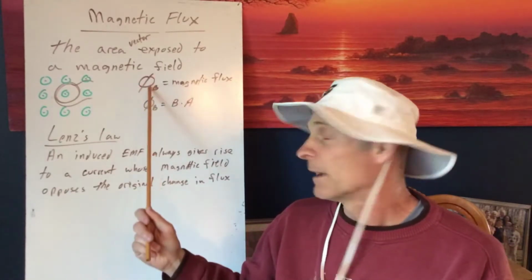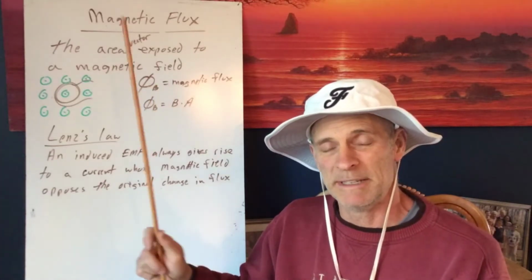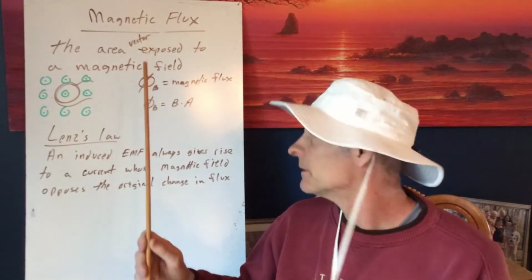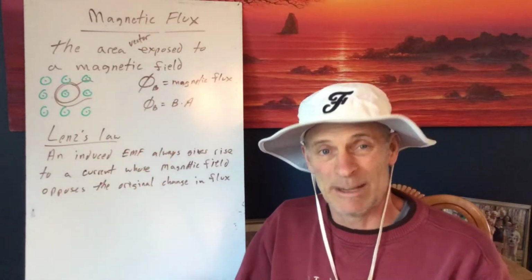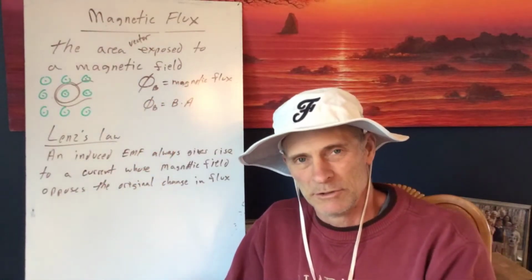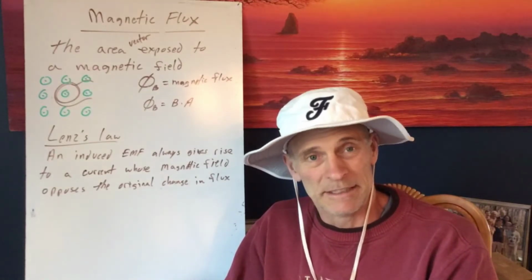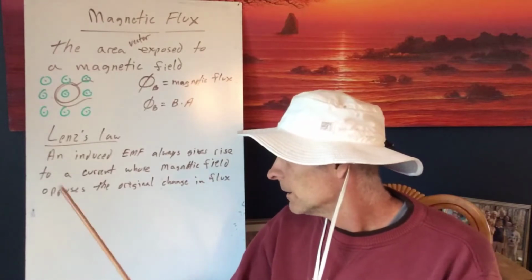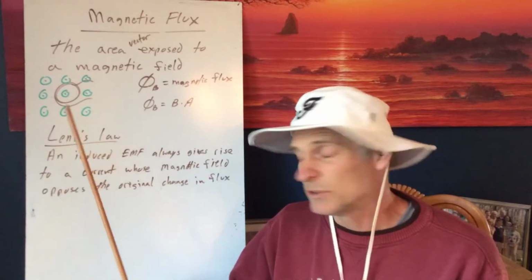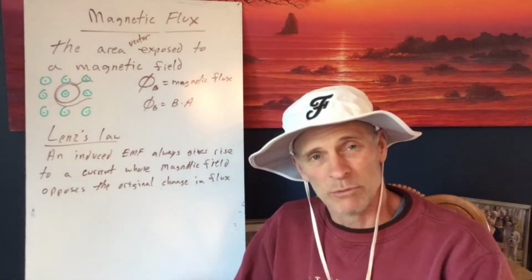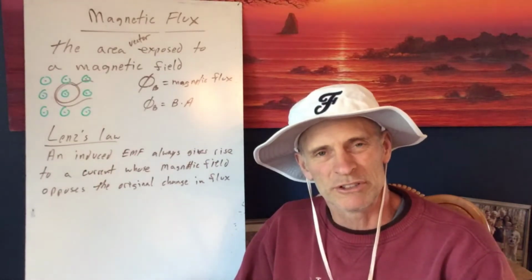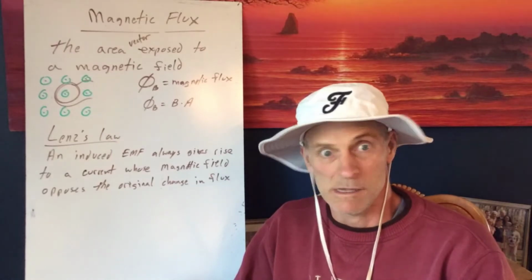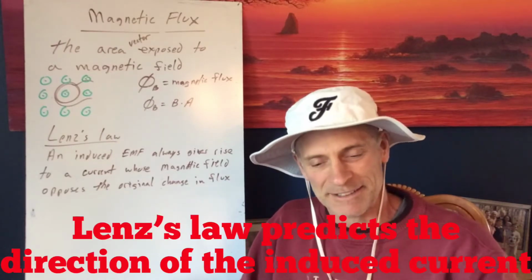So here's my phi symbol. Phi sub B means flux of magnetic field, magnetic flux. And it is B dot A, or B times A in terms of your multiplication. But dot product means it's got to be in the same direction, parallel. Lenz's law says an induced EMF always gives rise to a current whose magnetic field opposes the original change in flux. Huh? Yes, that's exactly right.